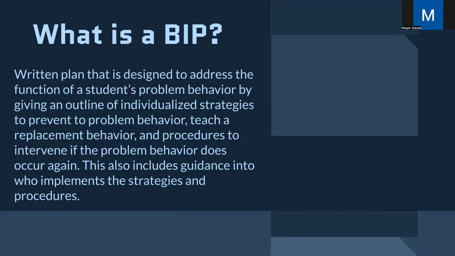So the school's conducted an FBA, the educational team has determined that that problem behavior is severe enough or intense enough that we need a specific action plan. So this specific action plan, or we could call it a blueprint, is going to be the BIP.